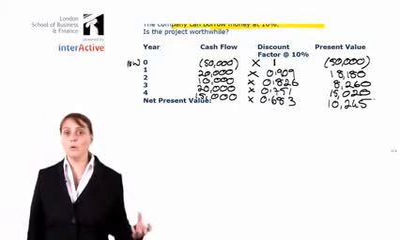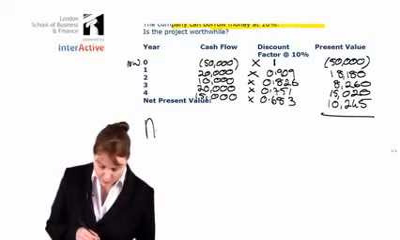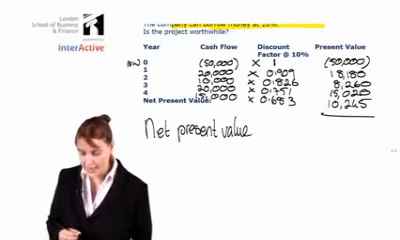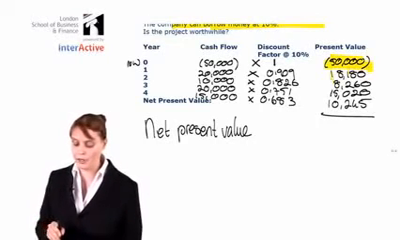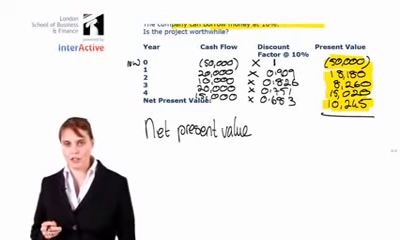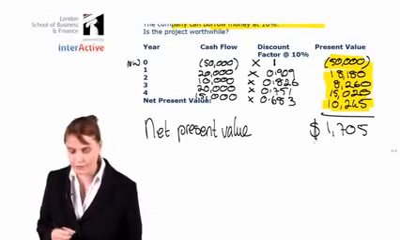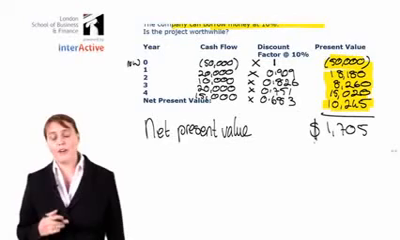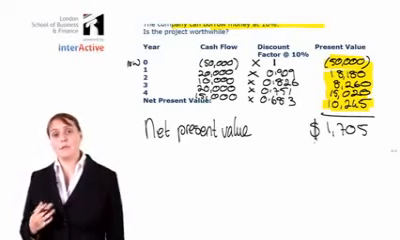We have discounted them all back to their present value. So to find the net present value of this project, we just sum together all of those cash flows. So we have minus 50,000 to begin with, plus the net present value of each of our future cash inflows. And you should get 1,705.